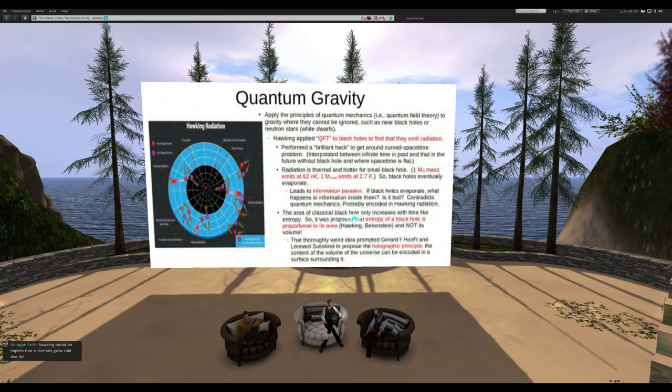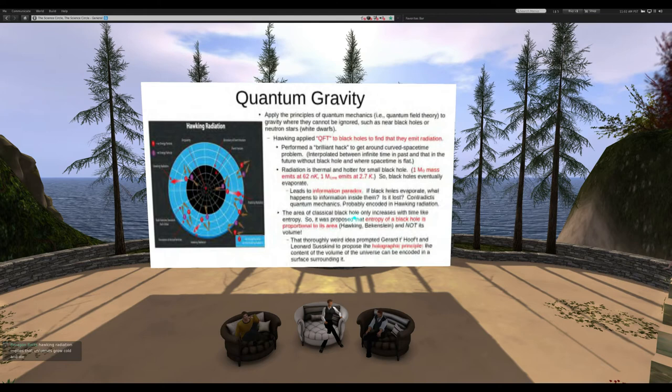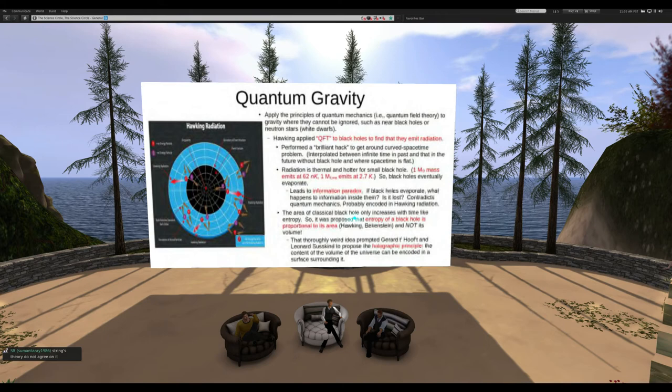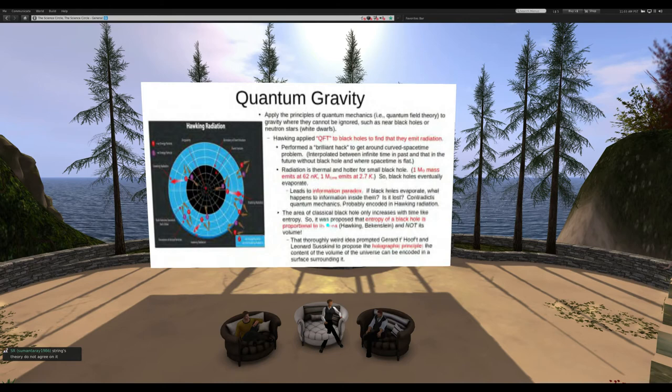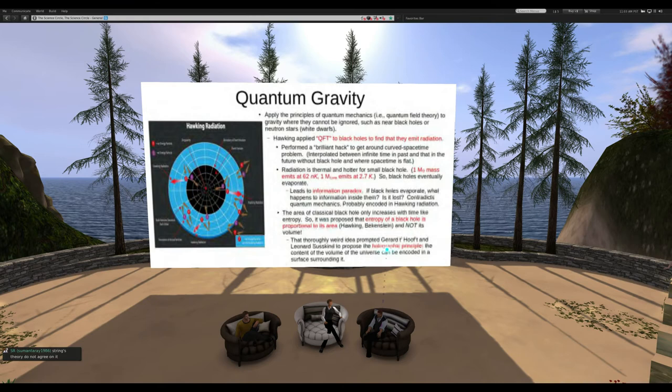So the classical black hole only increases in time. I like entropy. Entropy increases with time, and that's the measure of disorder of a system. It's also sort of like the information capacity of a system. So the entropy of a black hole is proportional to its area. This is an idea by Hawking and Bekenstein. Not its volume, which is really strange.